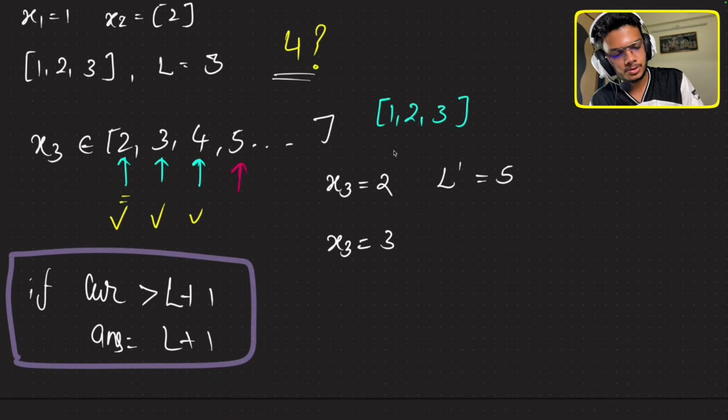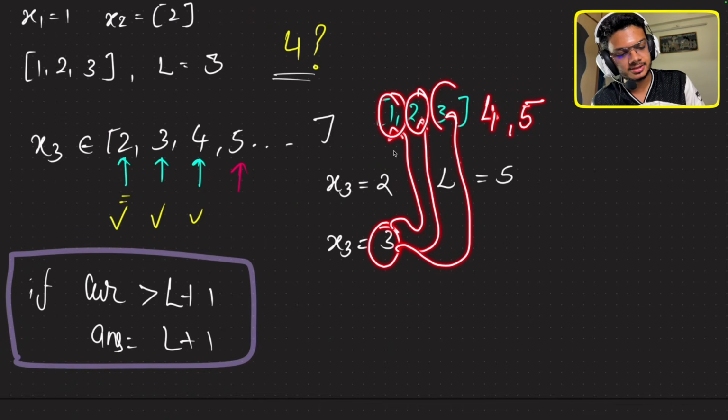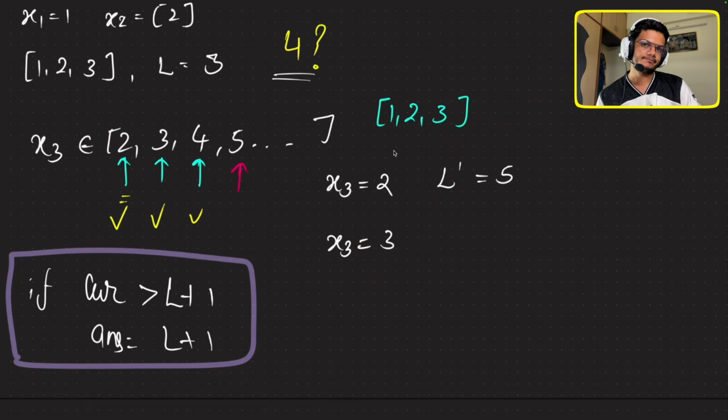Okay, fine. What if x3 was 3? Then what happens? You can maybe decide to associate this 3 with 1. Then in that case, you will get sum 4. You can maybe decide to associate with 2. Then you will get sum 5. You can maybe decide to associate with this 3. When I say associate with this value, it means put this 3 in the subset corresponding to this sum. That's what I mean. Okay. So in that case, you can get a sum 6.